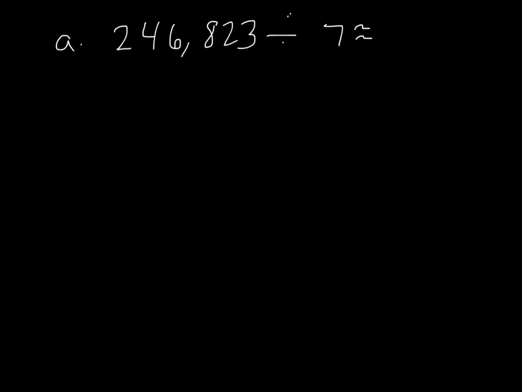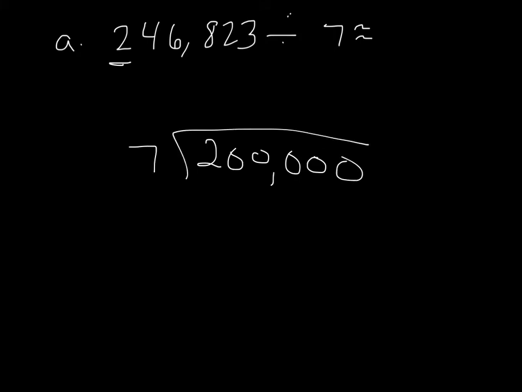The point of estimation is to do our problems quickly and in our head. Some people think, well, let's just do it like multiplication, and we could front end round this number. If they did that, let me show you what they would do, but it's not what I want you to do. They would say it's 200,000 divided by 7. Now here's the problem with that. I can't do that in my head. In fact, 7 doesn't go into 200,000.